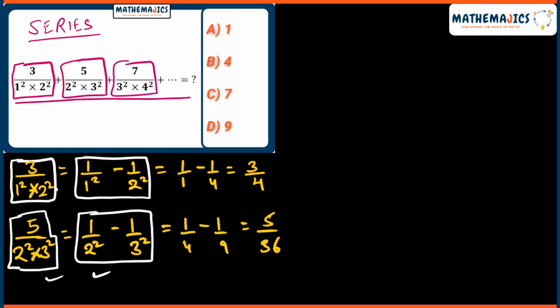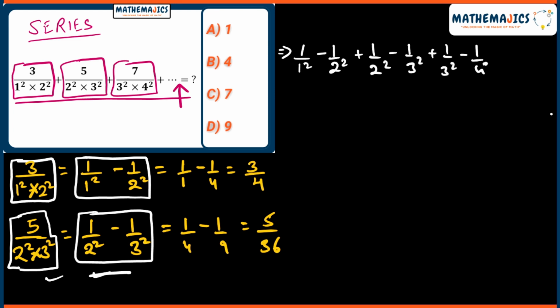So let's write the whole series in a different way. I can write it as 1 upon 1 square minus 1 by 2 square plus 1 by 2 square minus 1 by 3 square plus 1 by 3 square minus 1 by 4 square. Like this, it goes on, right? The interesting part is there is no end term. There is no last term. That means this will go on till infinity.